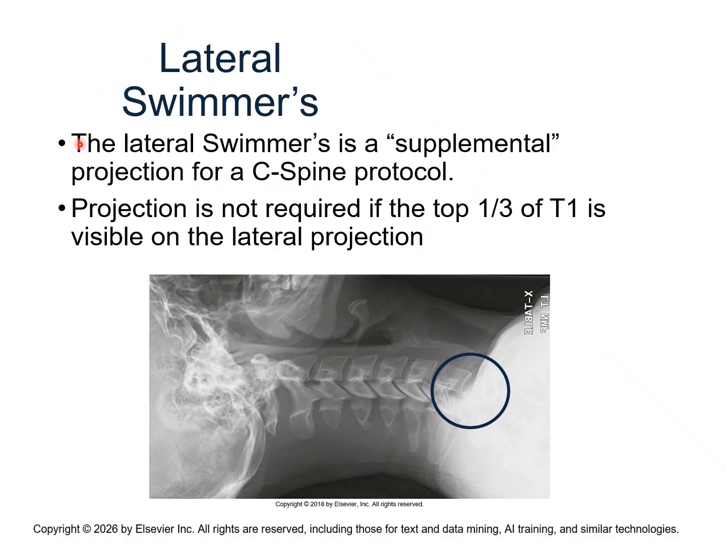And so it is considered a supplemental. It is a requirement when you're actually doing the thoracic spine. But again, if you don't see a third of T1, then that means I have to go in there and do it. And so again, we do not diagnose, but we do recognize. So I'm recognizing that T1 is not included at least a third. So that means I need to do a lateral swimmers.